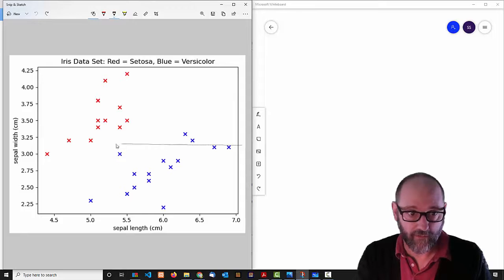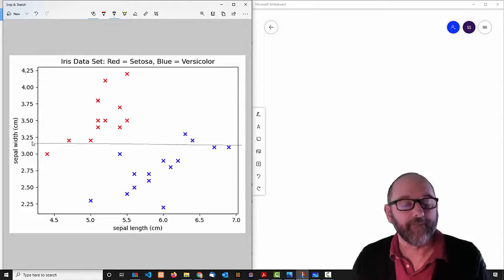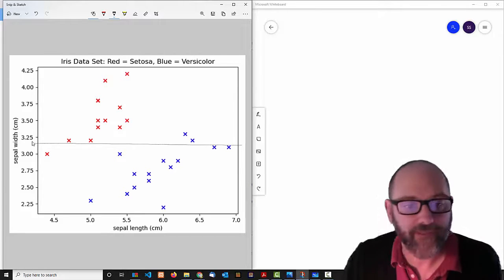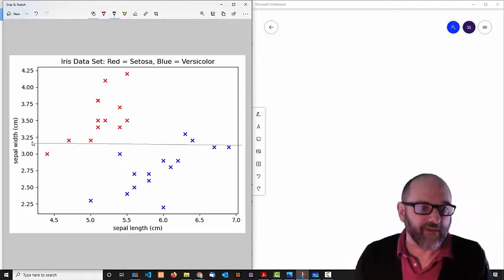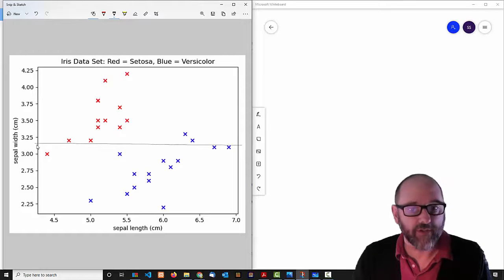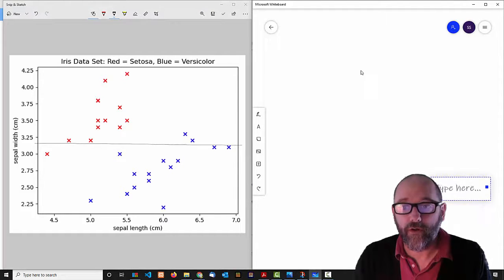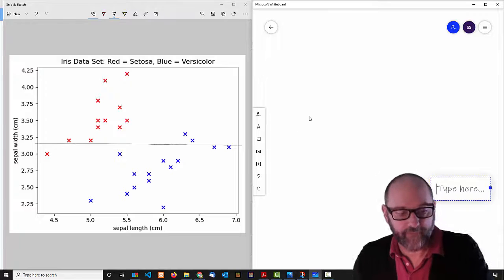So I'm going to try and do this here. There we go. There's our cut line. So that's our first cut. Sorry, it's a bit crooked, but you get the idea. And it's happened at a width of, looks like about 3.2. So what you can do is go over to where you're building your tree.